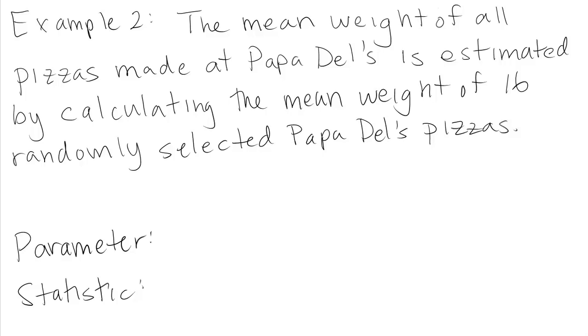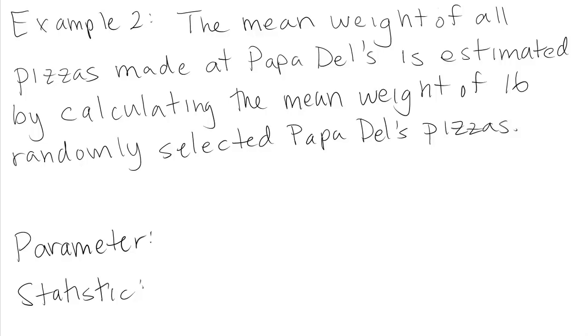Pause the video for a second and see if you can identify the population and the sample. And if you feel confident, go for the parameter and the statistic as well. So the population here is the collection of all pizzas made at Papa Del's. Because we're studying pizza made at Papa Del's, the population is the collection of all pizzas made there. That's what we're curious about.